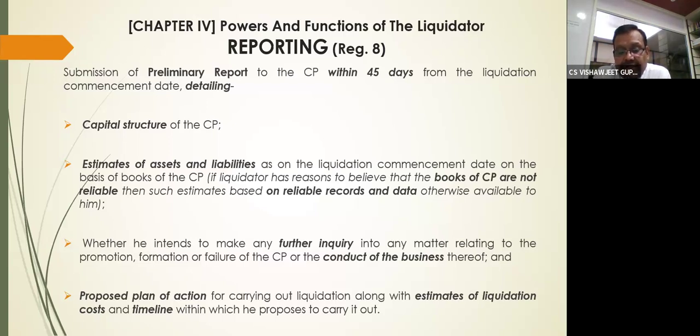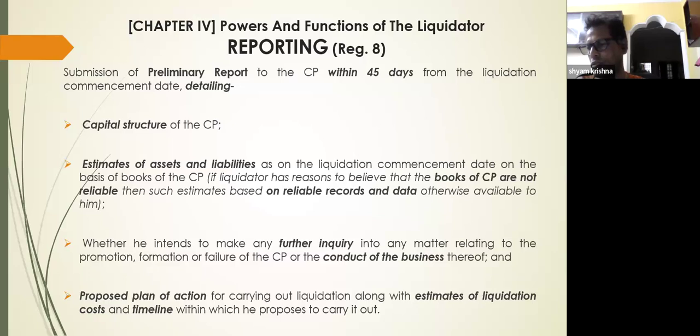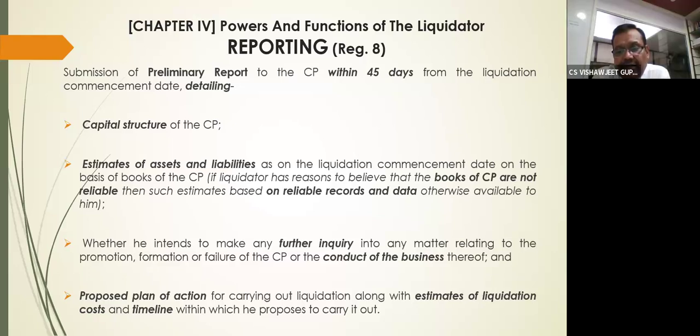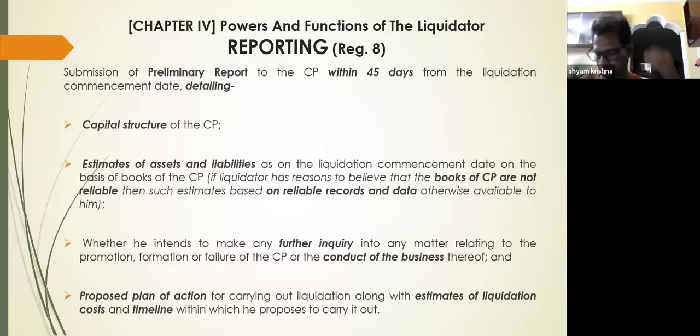So if the liquidator wants to make an inquiry into any matter relating to the promotion, formation or failure of the CP, if he gets a smell from any information that the CP is going to close to defraud any person, yes, right? So he can make an inquiry into the matter. Okay. Right?